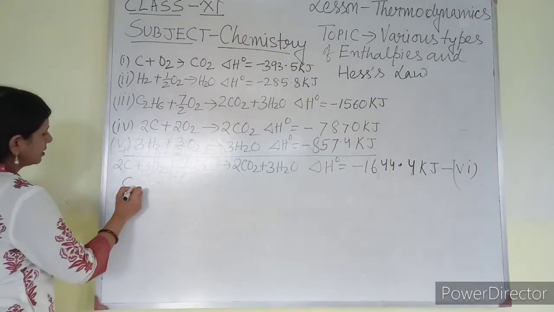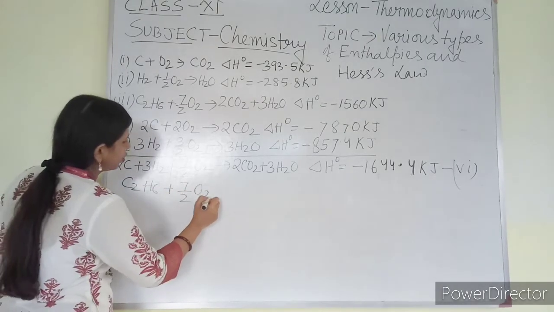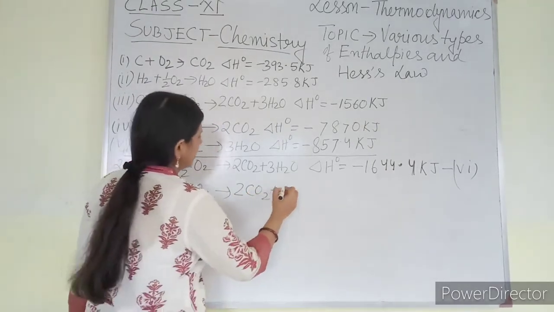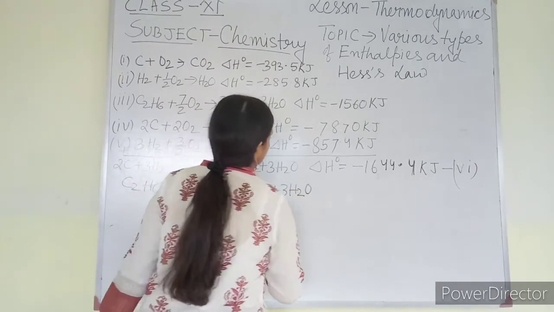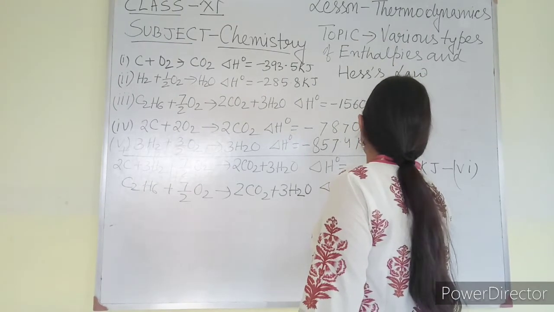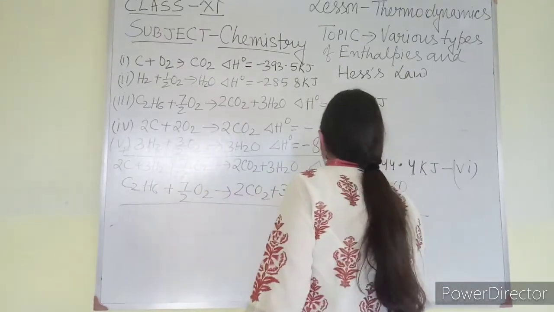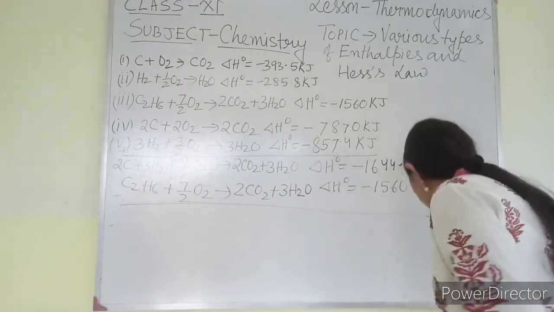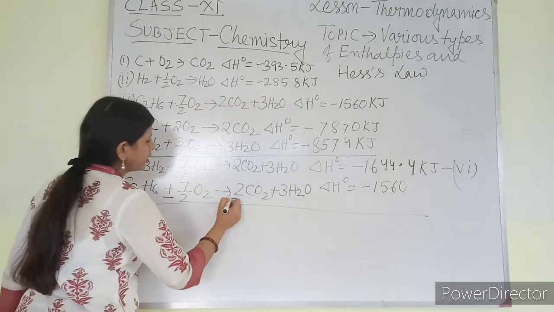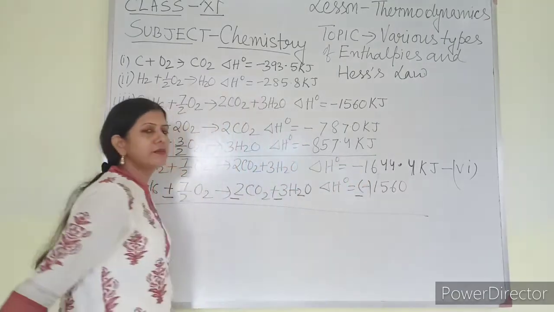I am writing C2H6 plus 7 by 2 O2. Product is 2CO2 plus 3H2O, and delta H also I am writing here. Delta H equal to minus 1560. So what am I doing? I am subtracting. If I am subtracting, that means all signs will change. This one will change, this one will change, and this one will also change. That means it will become plus.